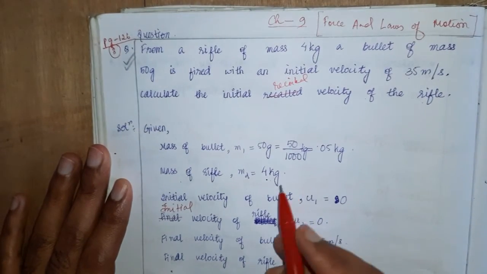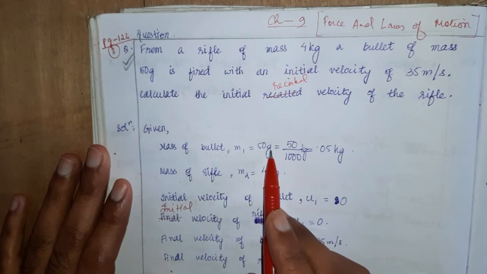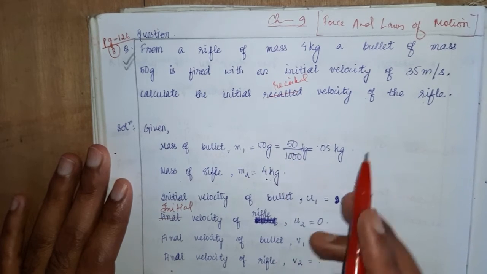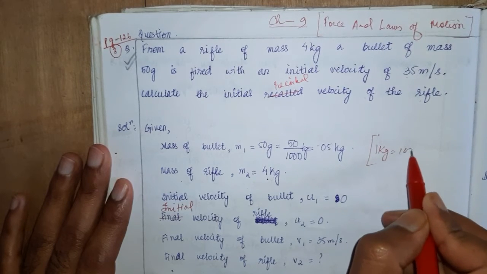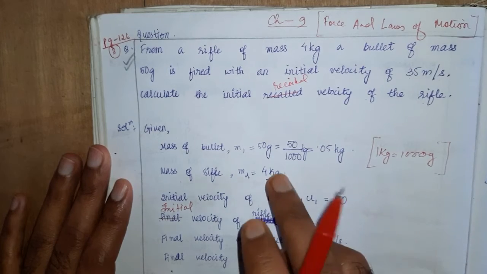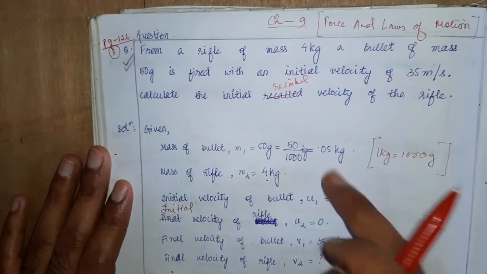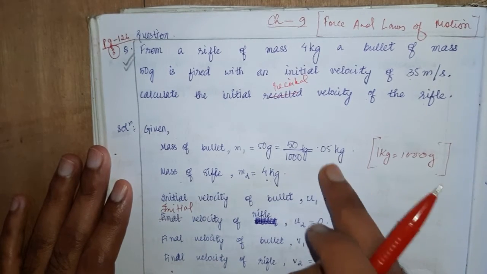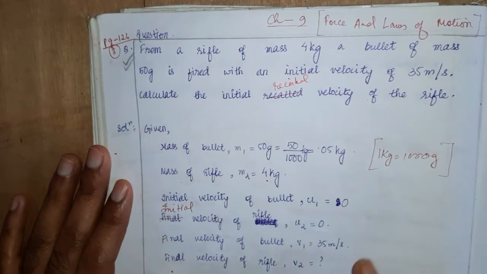for correct calculation. So 50 gram, the relation between gram and kilogram is 1 kilogram equal to 1000 gram. So 50 gram will be 50 by 1000 kilogram. You know very well 1 kilogram equal to 1000 gram. So when we convert from gram to kilogram, it is 50 by 1000. If you divide, you will get 0.05 kilogram. Now both are in the same unit.